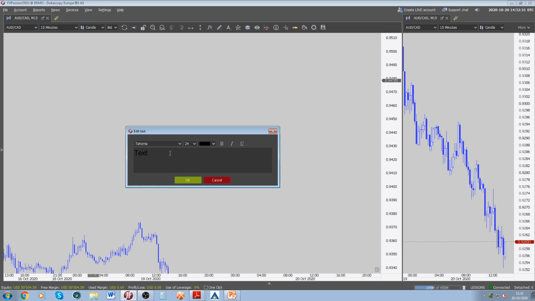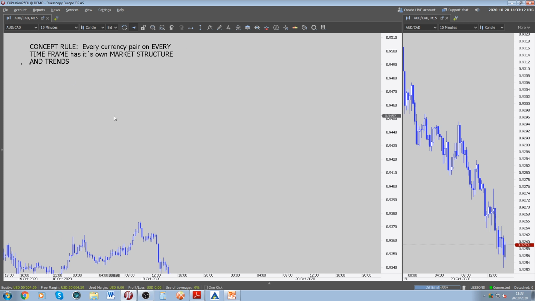So here is what you must learn, everybody. Concept rule: every currency pair on every time frame has its own market structure and trends. It's a concept rule. What does this mean? This means that it's a concept, how the market works, and it's also a rule. Every currency pair on every time frame, monthly, weekly, daily, 4 hour, 2 hour, 15 minutes, 5 minutes, every currency pair on every time frame has its own market structure and trends.